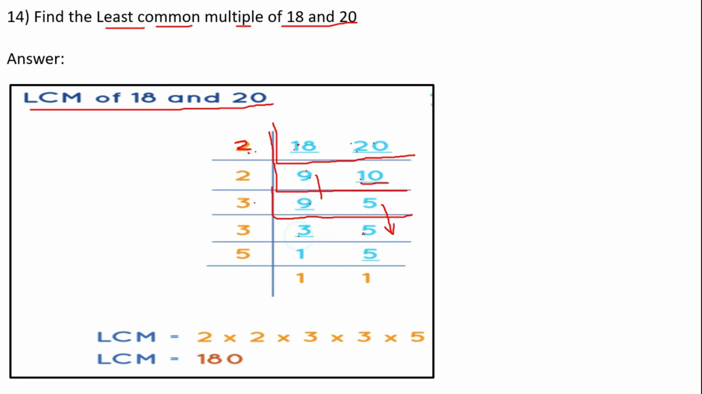Now 3 and 5 are there. 3 is divisible by 3, so 1 3 is 3. 5 is not divisible by 3, you keep 5. Last step. 5 is divisible by 5, so 1 5 is 5. Now whatever numbers come on the side, you have to multiply to get the LCM. Here the numbers are 2, 2, 3, 3 and 5. Multiply all the numbers, you will get LCM 180.